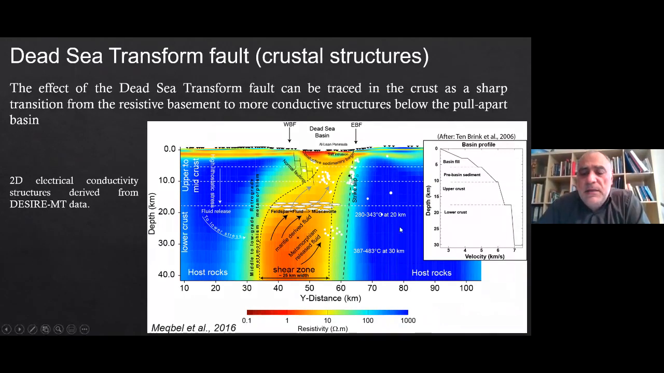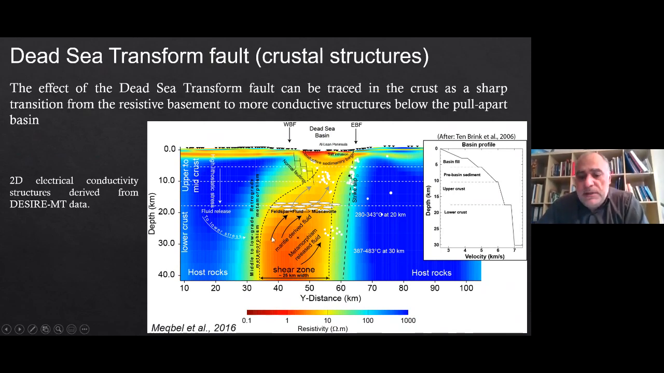As with any other publication, we start exploring the data by running a 2D inversion. This is our preferred model overlaid with all kinds of information related to the study area. As you can see here, our story correlates very well with the available geodynamic, geophysical, and geological information from the study area. The most important observation in this 2D model is the conductive anomaly located between the two resistive blocks here.